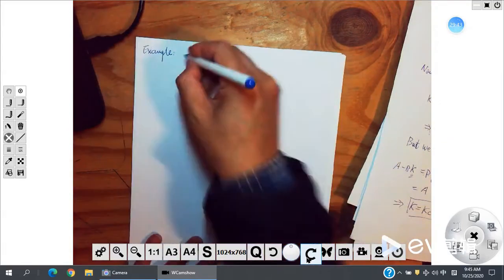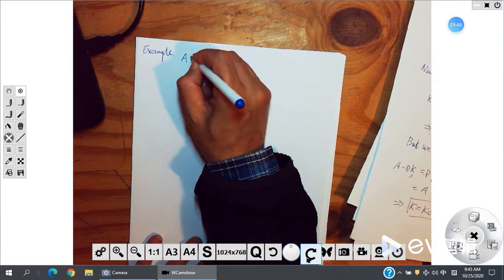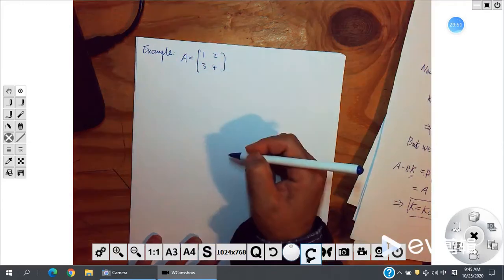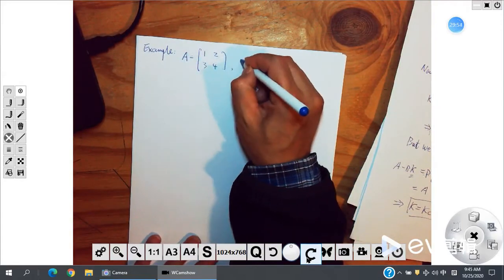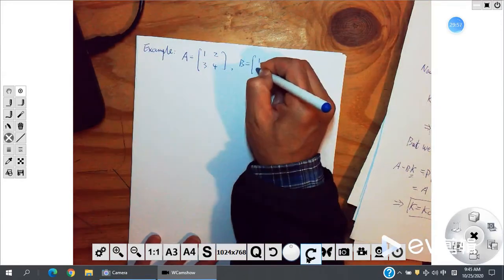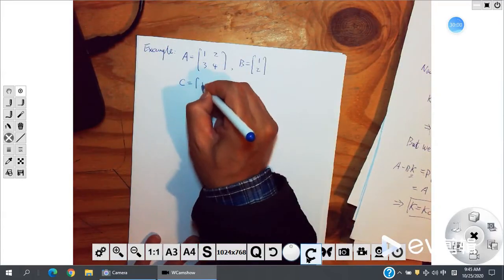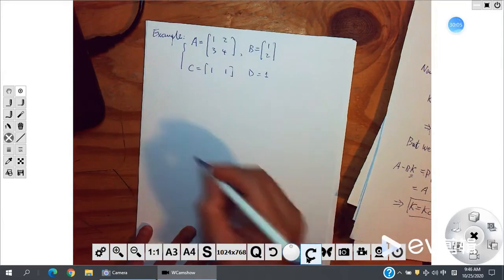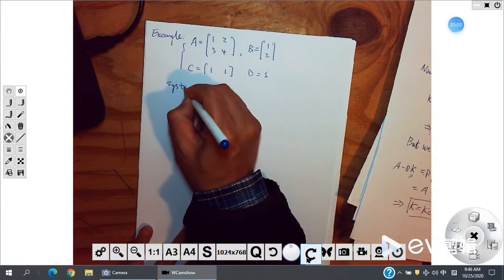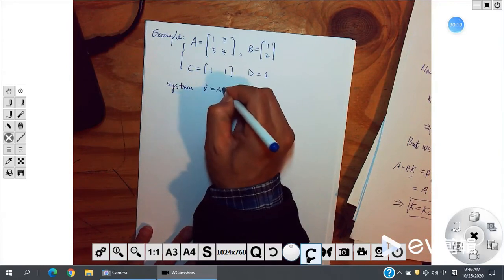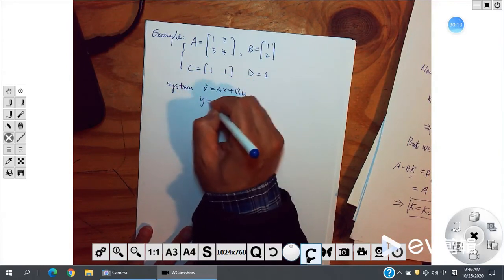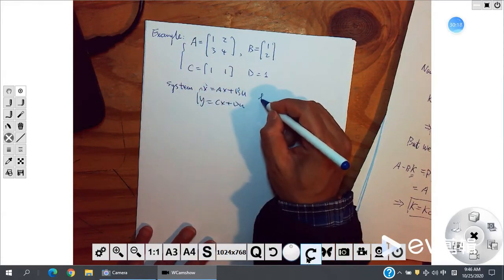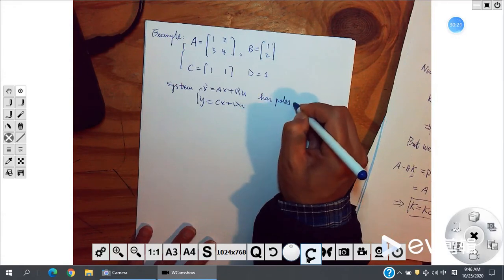We still use that one. I think I used it sometimes before, right? Suppose 1, 2, 3, 4. This is the original matrix A. B is 1, 2, C is 1, 1, and D is 1. Suppose like this. Then the system x dot equal to Ax plus Bu, y equal to Cx plus Du. We want to find the poles.